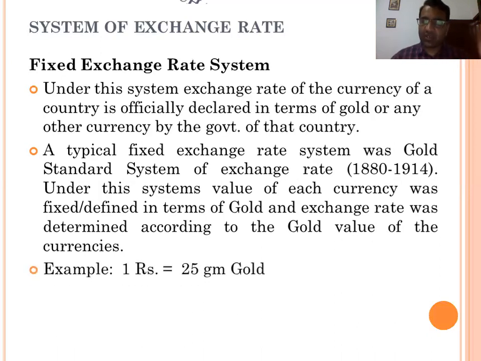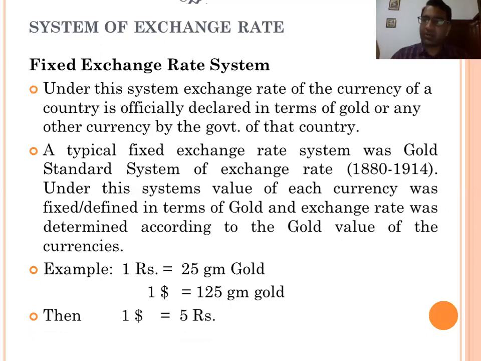For example, if with 1 rupee we can purchase 25 gram gold, and with $1 we can purchase 125 gram gold, then $1 is equal to 5 rupees. It means in this way the exchange rate is determined. $1 is equal to 5 rupees because we can purchase 25 gram gold from 1 rupee and 125 gram gold from $1. With $1 we can purchase more gold, so we need more rupees to purchase the dollar. This is 5 times, so $1 is equal to 5 rupees.